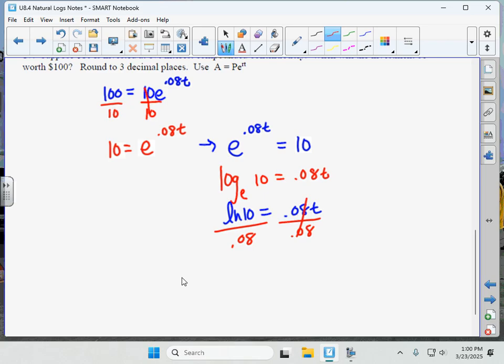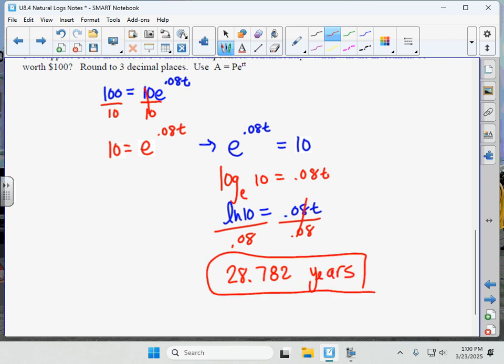All right, so 28.782, and that's going to take years. Okay, so almost 29 years to go from $10 to $100 at that interest rate. All right, and that's it.